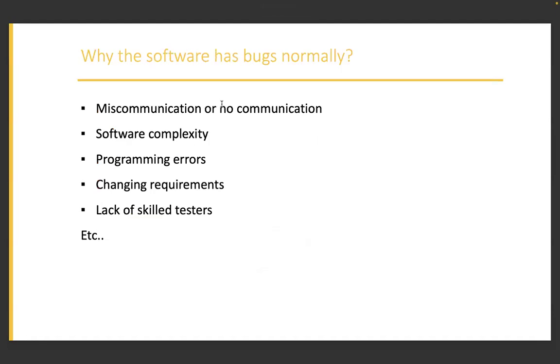So why does software normally have issues? Because of no communication, or let's say less communication between the team. Then we have the complexity of the software, which is the second reason. We have programming errors, and lack of requirements, like requirements keep on changing, guys. That's what happens in agile, guys. And then lack of skilled testers, guys. So these are the major pointers due to which we usually have bugs in the software, guys.